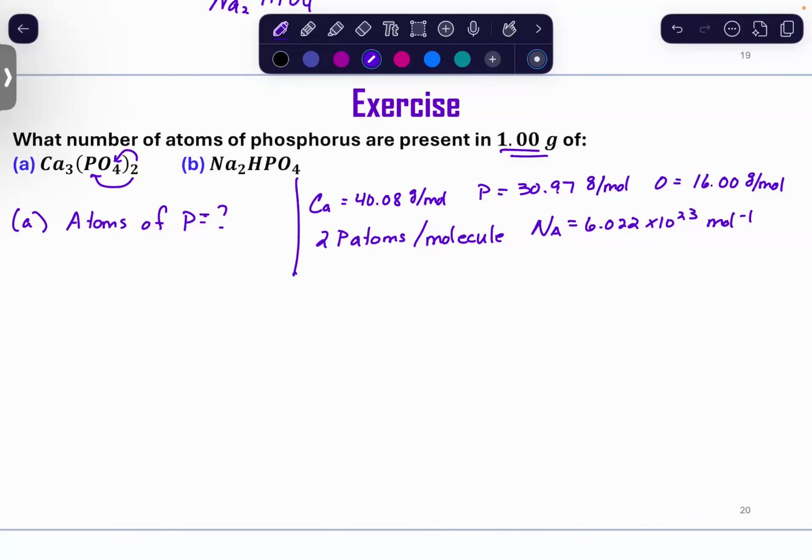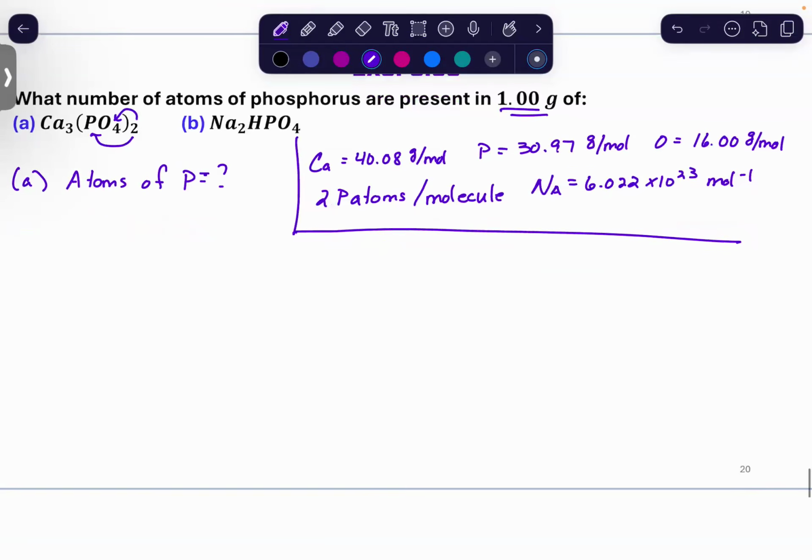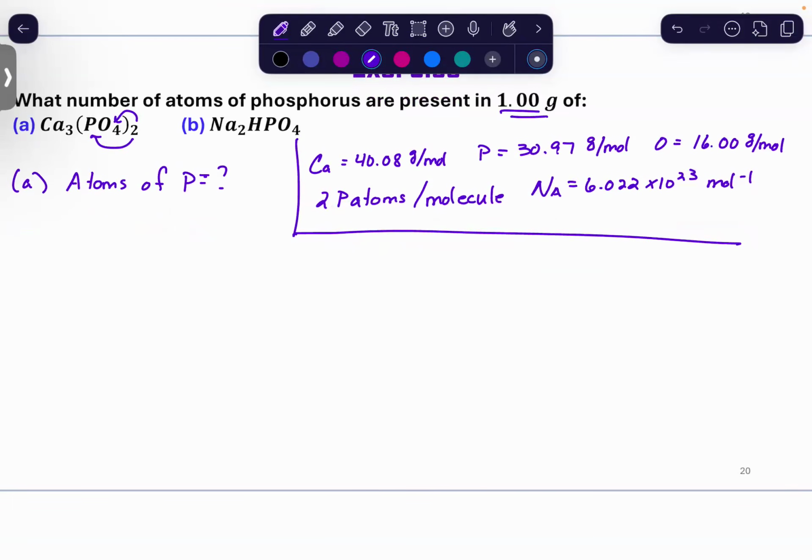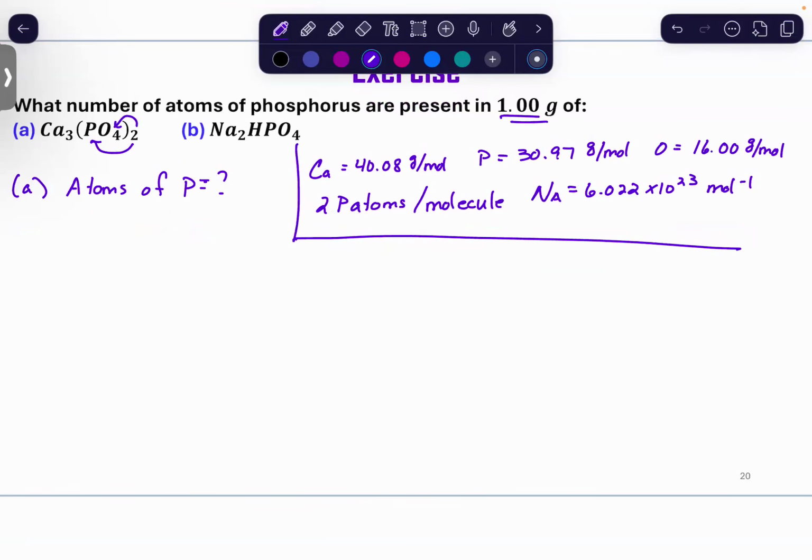I'm not too worried about that. So again, we know we have 1 gram of this compound. So we need its molar mass, so we can turn it into moles. Avogadro's number, so we can turn it into molecules. Then you see we have 2 phosphorus atoms per molecule. So let's do that.